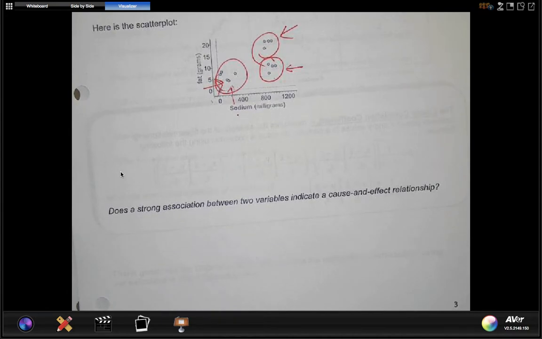Does a strong association between 2 variables indicate a cause and effect relationship? So we have talked about this a couple times. We can only determine cause and effect if we have done a controlled experiment. So if we have randomly assigned a treatment, we can determine cause and effect. Just because there's a strong association does not necessarily mean one is causing the other one. It just means that there is a relationship, okay? So you could say there's maybe a strong relationship, but it doesn't necessarily mean that one is causing the other one.